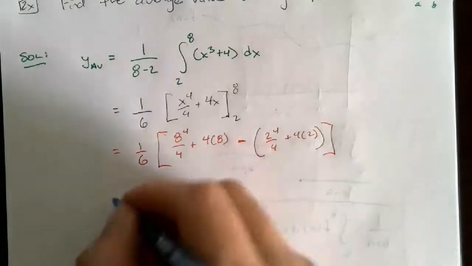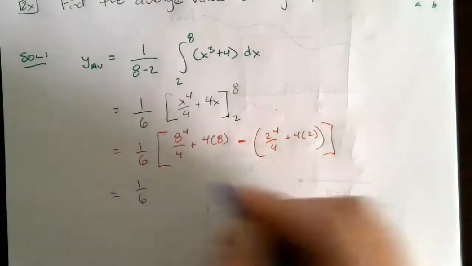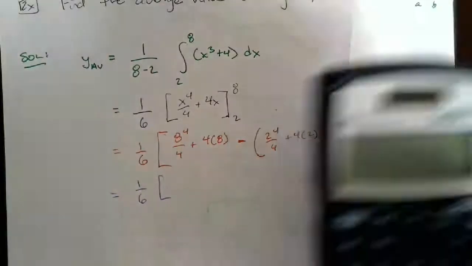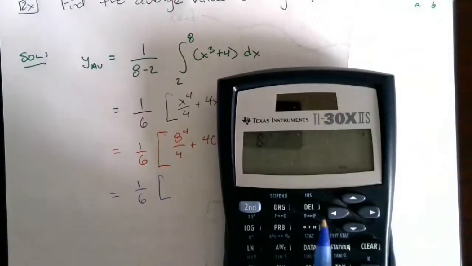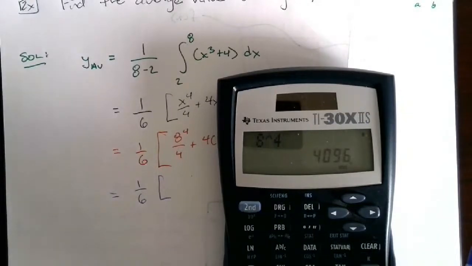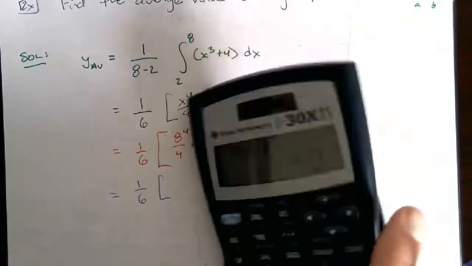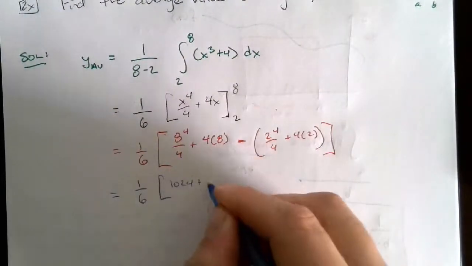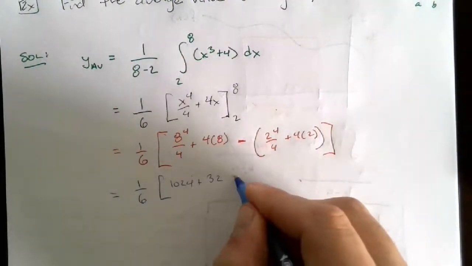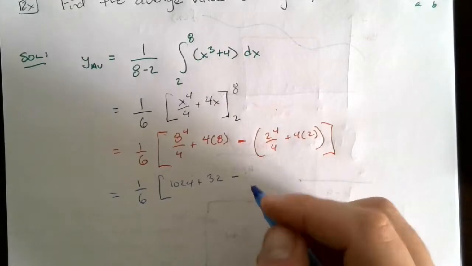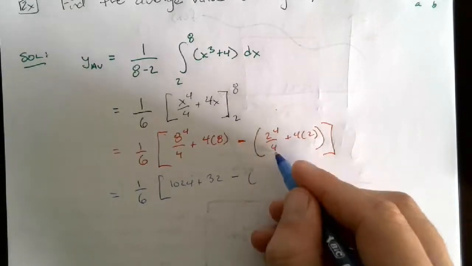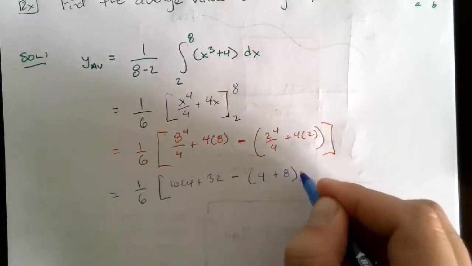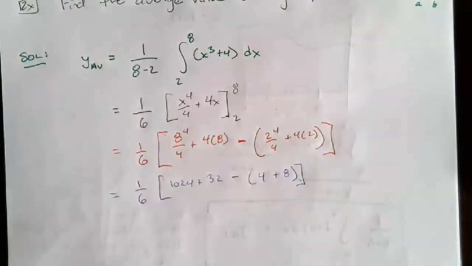And then evaluating, we have 1/6, we have 8 to the fourth over 4, you can do it on your calculator, 8 to the fourth power is 4096 divided by 4 gives you 1024. So we have 1024 plus 4 times 8 is 32, minus here, 2 to the fourth is 16 divided by 4, so that'd be 4 plus 4 times 2, so plus 8. Remember that's still in parentheses because that minus belongs to all of it.